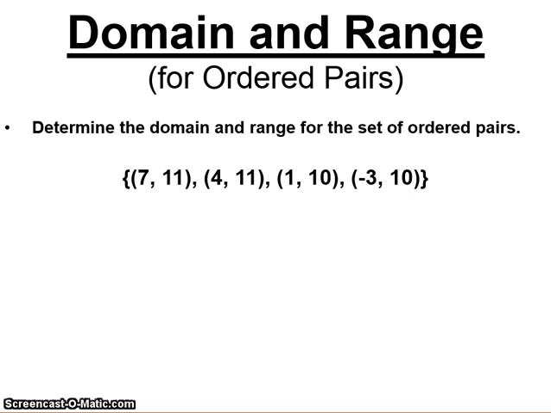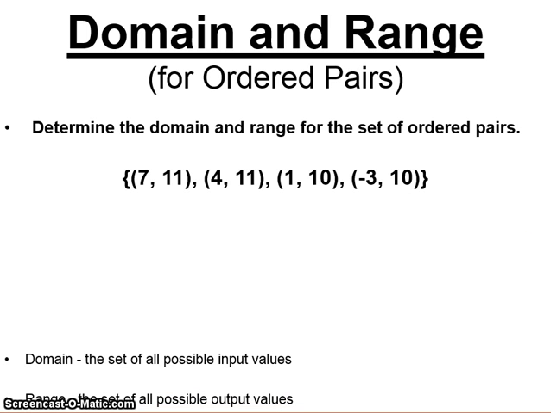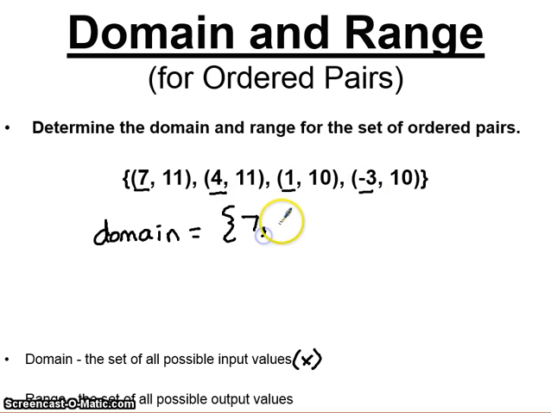Let's do another example to determine the domain and range for this set of ordered pairs. So the domain is the set, so we'll draw the set symbol, of all the possible input values. And we know that input values are the x in an ordered pair. So we have 7, 4, 1, and -3. So the only input values in this relationship are these four numbers.